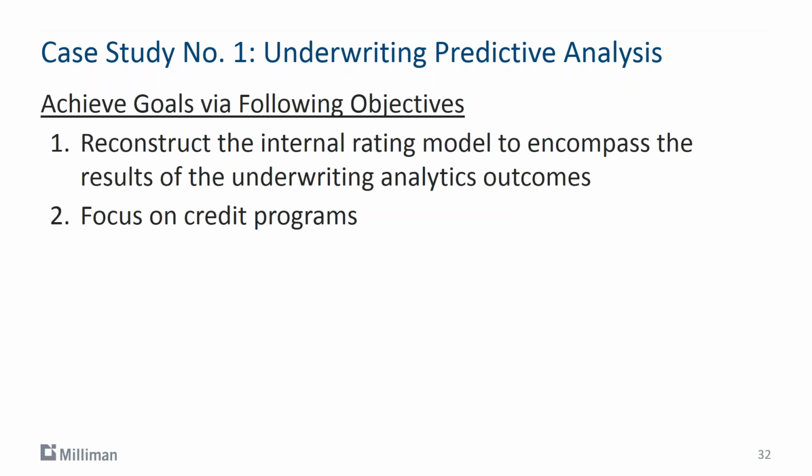So what were their final objectives? They did want to reconstruct the internal rating model completely to encompass the results of these analytics outcomes, with a particular focus on the credit programs. They wanted to look at their credit programs, see who was getting a credit, making sure that was working properly, and really even to see were these credit programs working, were they reducing risk as they were designed to do.